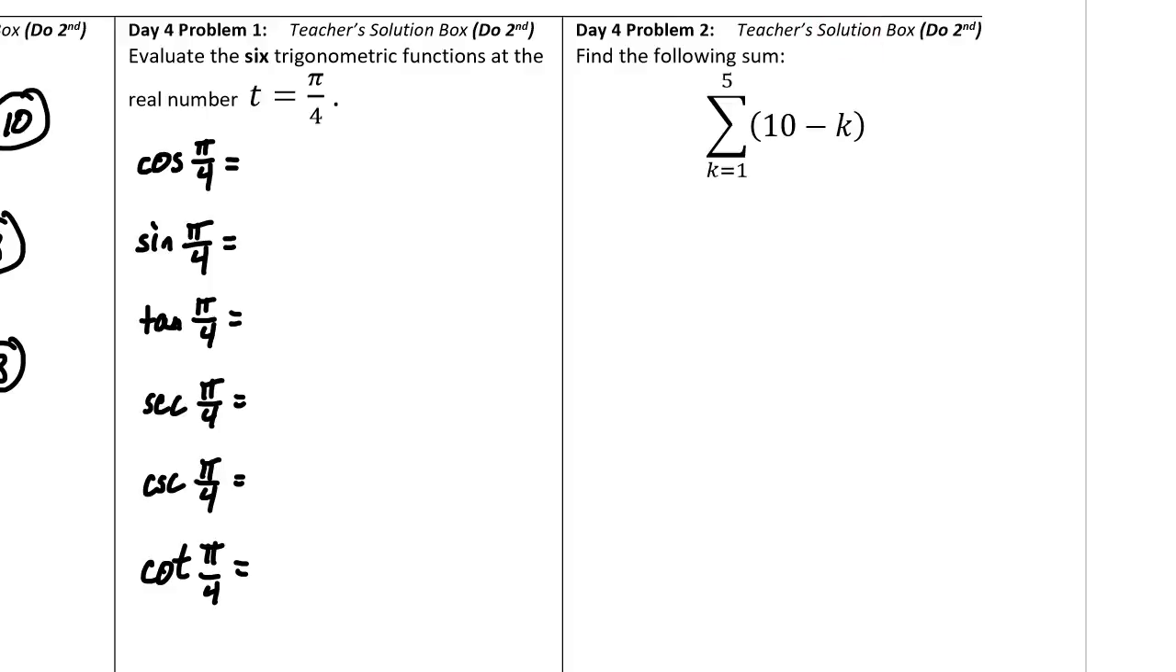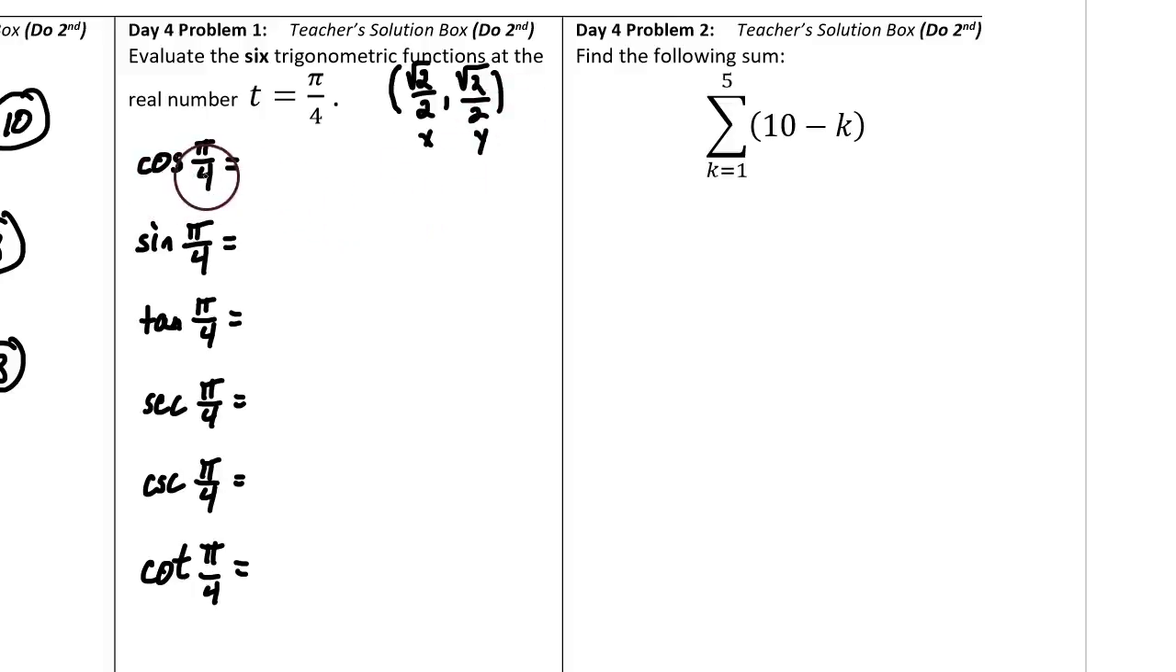Next step, let's find pi over 4 on the unit circle and see what ordered pair is associated with that angle. That ordered pair is the square root of 2 over 2, comma, the square root of 2 over 2. This is the x-coordinate of that point, and this is the y-coordinate of the point.